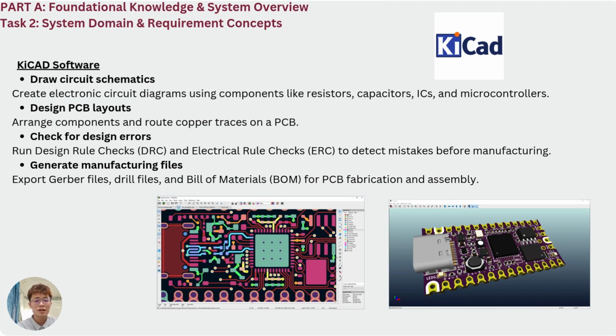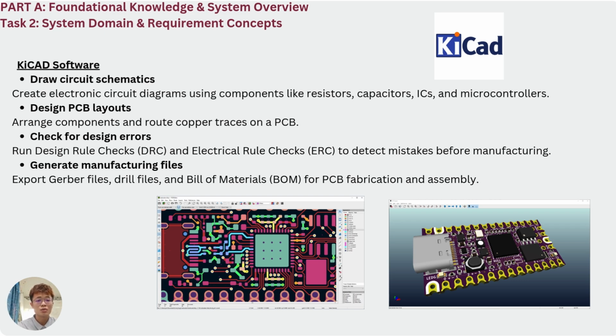This is Part A, Task 2, System Domain and Requirement Concepts. The software that I selected is KitKat software. KitKat software is an open source software used for designing electronic circuits and printed circuit boards, or PCB. It provides several key functions that support the entire PCB design process.